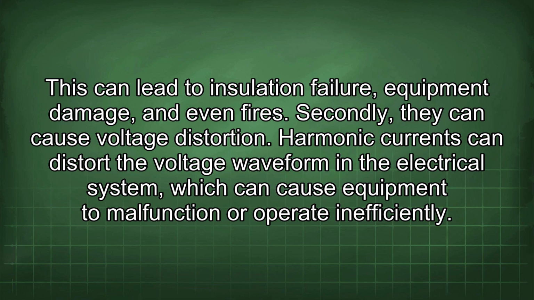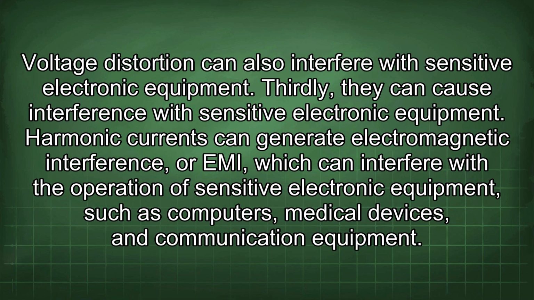Secondly, they can cause voltage distortion. Harmonic currents can distort the voltage waveform in the electrical system, which can cause equipment to malfunction or operate inefficiently. Voltage distortion can also interfere with sensitive electronic equipment. Thirdly, they can cause interference with sensitive electronic equipment. Harmonic currents can generate electromagnetic interference, or EMI, which can interfere with the operation of sensitive electronic equipment such as computers, medical devices, and communication equipment.